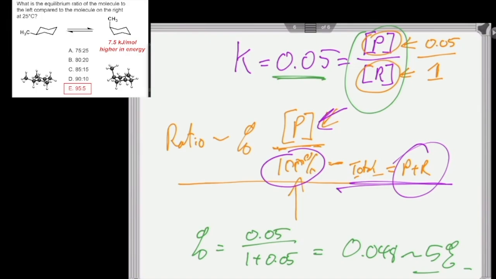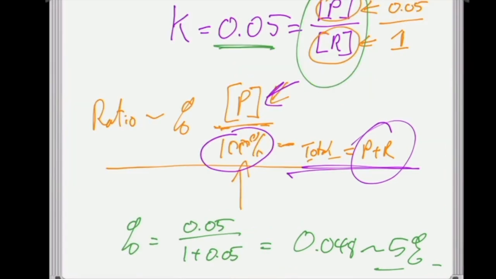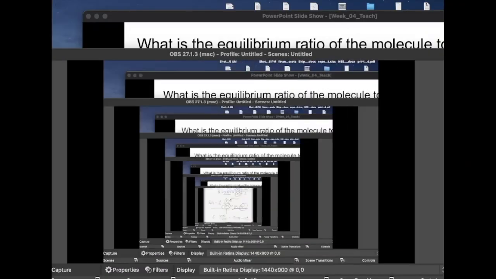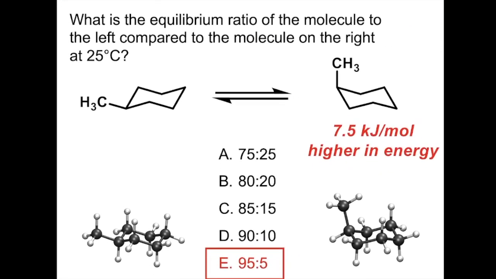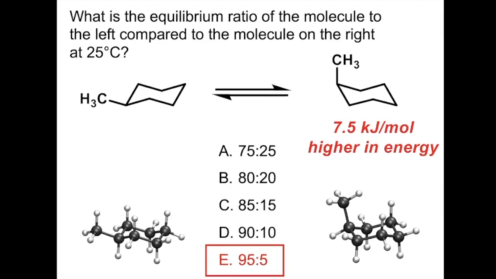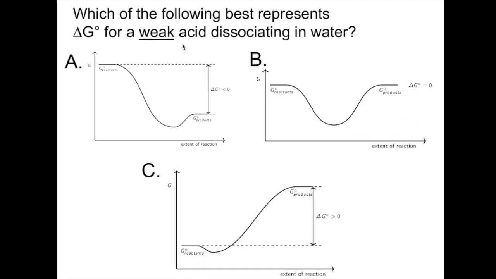Okay, the last thing we're going to discuss here. Let me slide that back up. Of these three, which of these graphs represents a weak acid dissociating in water?